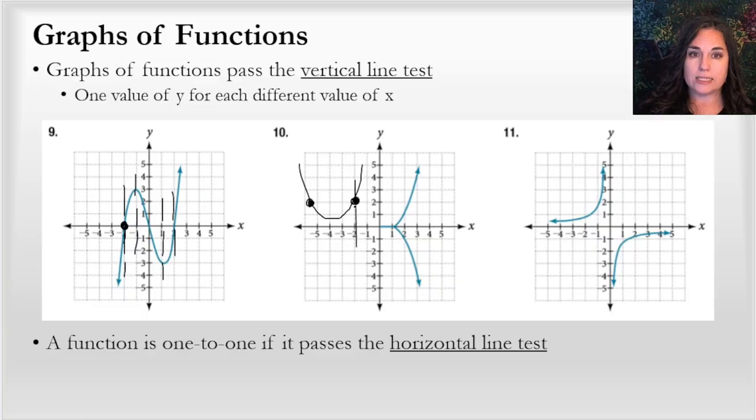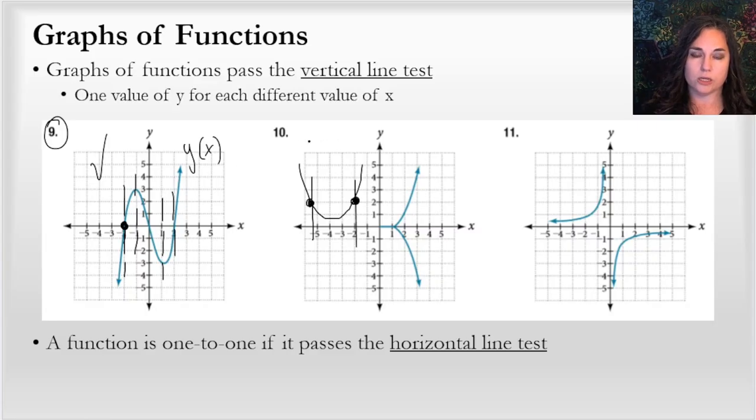-2 has a single output, and -5.5 has a single output. Okay, so when I take a vertical line and I move it across that graph, for each x value, that vertical line intercepts the graph at only 1 point. There's only one output for each input. So we can see that number 9 here, that is a function. I can represent y as a function of x in here.